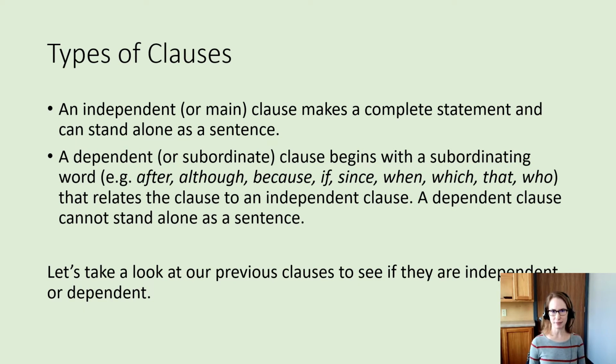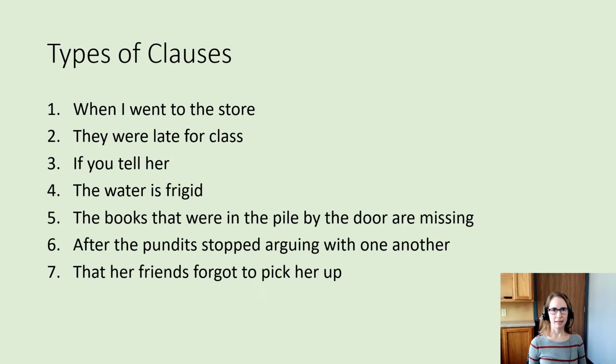And you probably see where this is going, that there's a relationship between dependent clauses and sentence fragments. So let's take a look at our previous clauses to see if they're independent or dependent. In our first example, "when I went to the store," notice that we have a subordinating word, "when." For that reason, we know that this has to be a dependent clause. And when you start a sentence with a dependent clause, you're always going to put a comma after the dependent clause before you start the main clause.